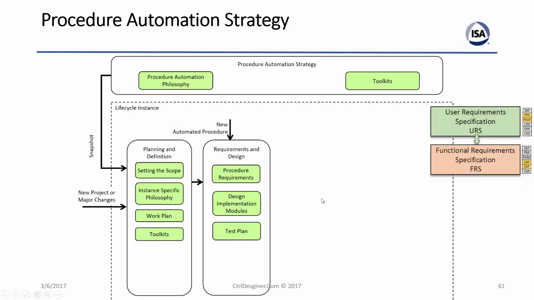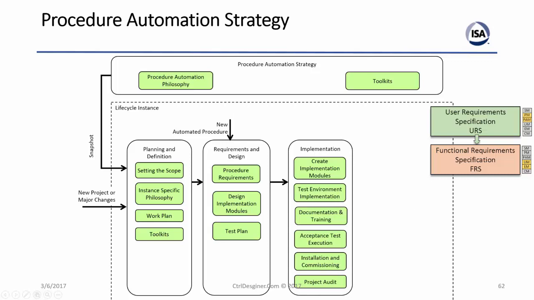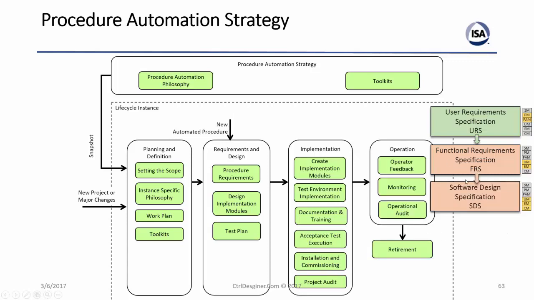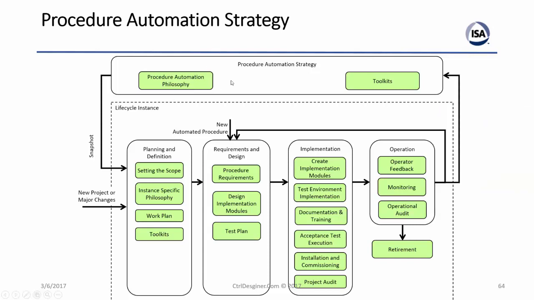Now, if we look at the next part, we talk about procedure requirement, design, implementation, model, and test. If we translate that to the GAMP model, it talks about the functional requirement specification. Now we're getting down a little bit into UM and EM, and we refer to this as FRS. The next part is implementation, which is basically how we convert what we define as FRS into the SDS, or software design specification. Then we develop the software, and we go back and improve our philosophy and toolkits, and we carry on for the next project.